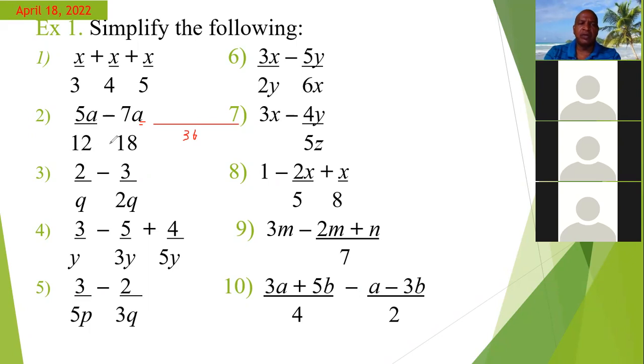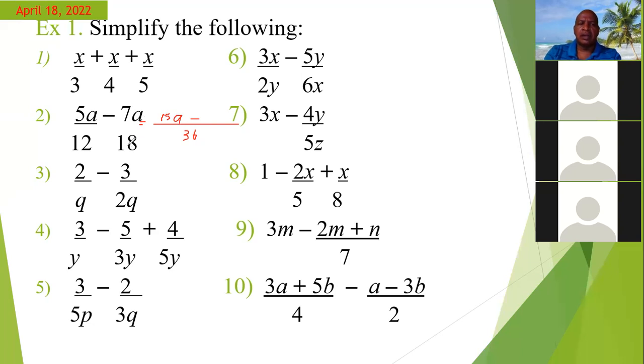So we are saying, what do you do to 12 to get 36? Sir, you multiply 12 by 3 and get 36. Then multiply 18 by 2 and get 36. Right, but we're working one fraction at a time. So if you multiply by 3 and you get 36, the numerator, which is 5a, must be multiplied by how much? 3. So 3 times 5, we will get 15a. All right, minus, and the next 14a.